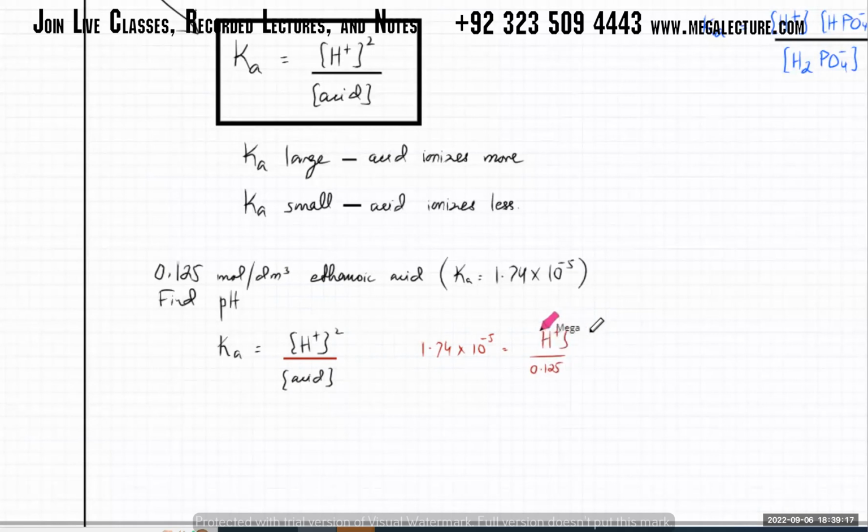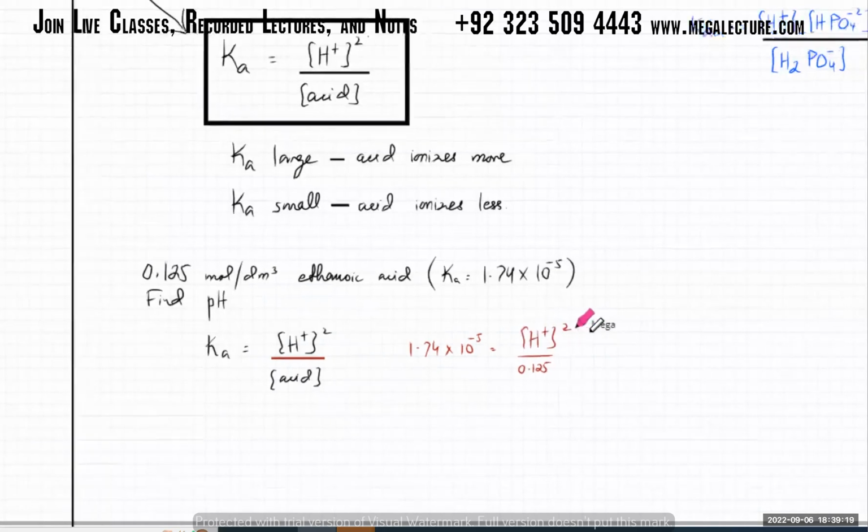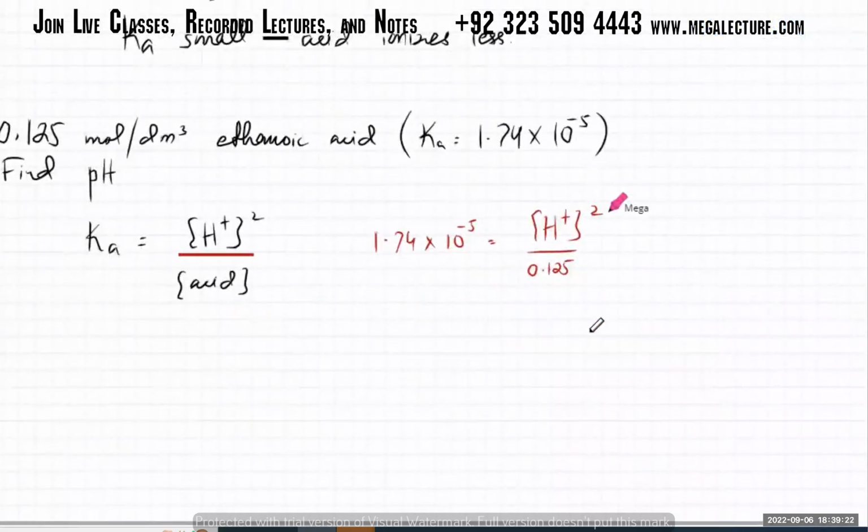Right now it's squared. So tell me the value of H plus 1, what will it be? It's going to be 0.125 multiplied by 1.74 power minus 5. Then you have to underroot the whole thing. You calculate and tell me what comes out, 1.75 e minus 5 multiplied by 0.125.